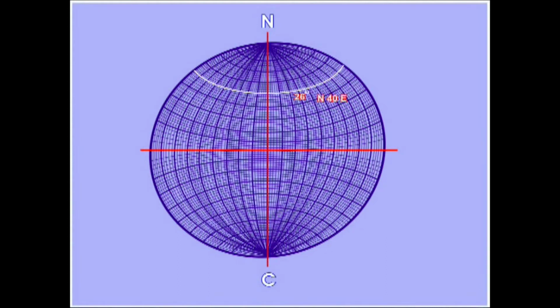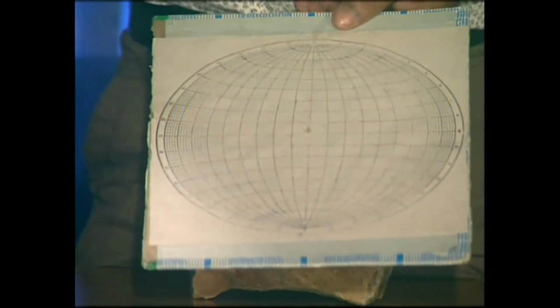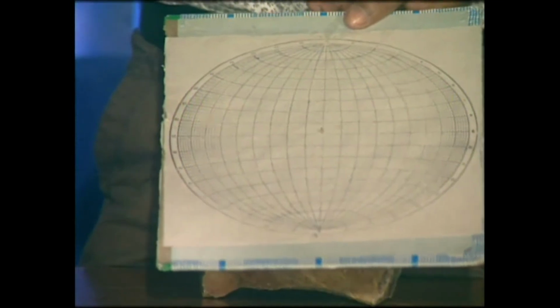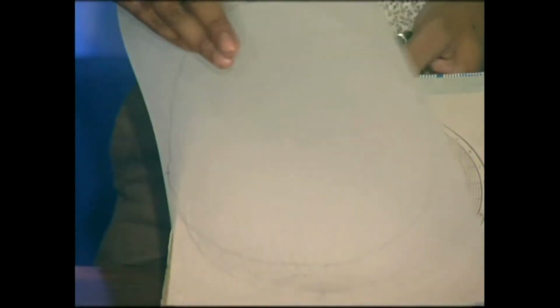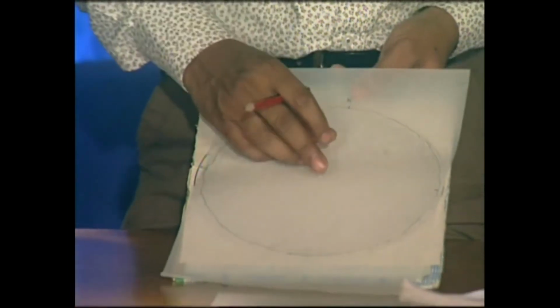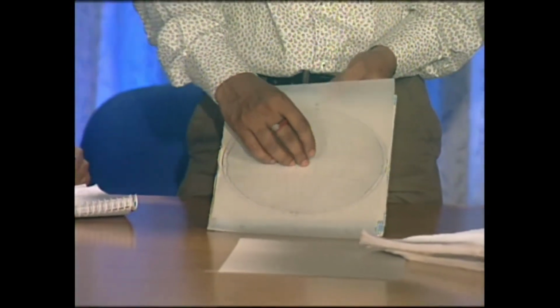A line which is horizontal will be plotted on two diametrically opposite points on the periphery, while a vertical line will be plotted as a single point at the center. The distance from the center towards the periphery gradually decreases the amount of plunge. Stereographic projection of a plane and the stereographic projection of a line can be easily represented with the help of a tracing paper or transparent paper placed on a stereographic grid.